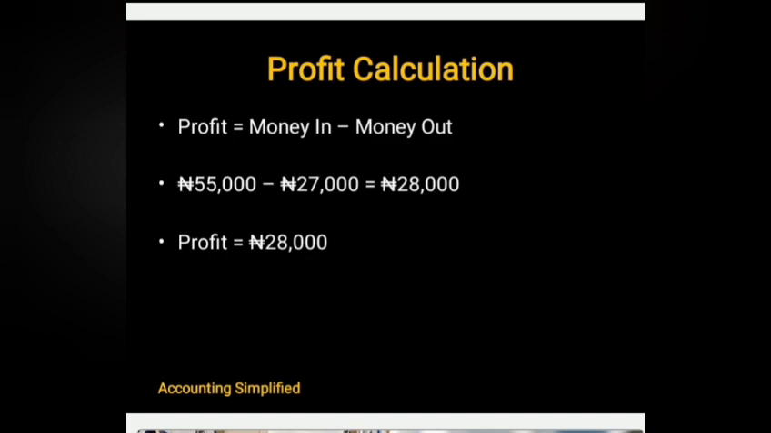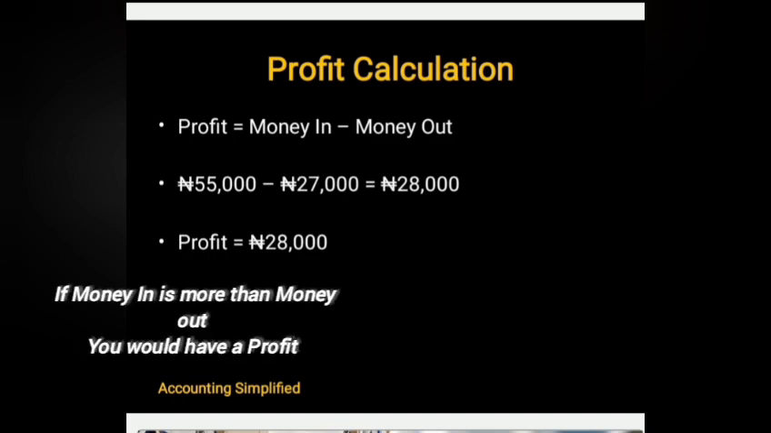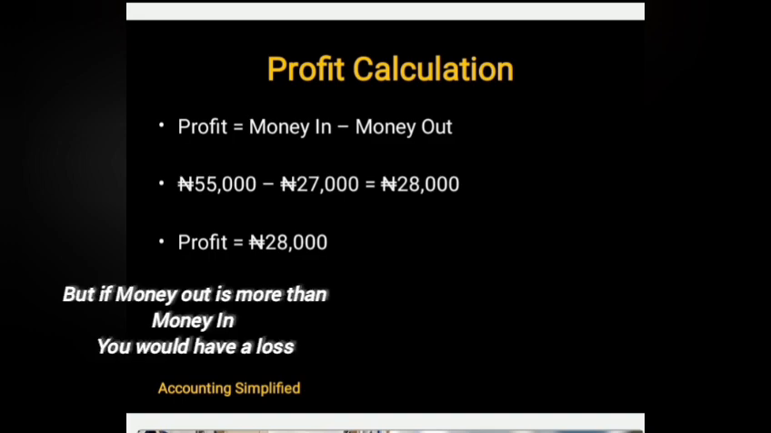So once you record money in and money out, you're able to determine your profit very easily. And if your sales is more than your expenses, then you are going to have a profit. But if your expenses, that is money out, is more than your sales, that means you've made a loss. So with this, you can know whether your business is growing or is not growing.